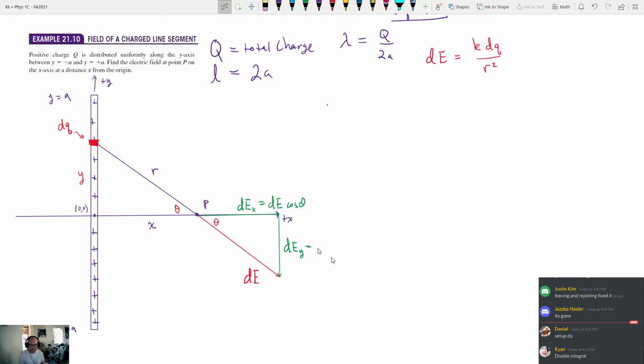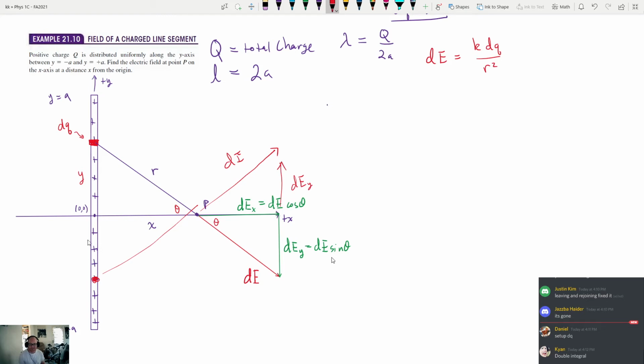And dE_y would have to be dE sine theta, but because the dE sine theta points down, right? Suppose that I had chosen a piece down here for my dQ. I drew my line. I drew my dE vector. The dE vector would point something like this, right? And then it would have an upward component. I'm going to erase all this stuff. It would have an upward component dE_y that would go this way, right?